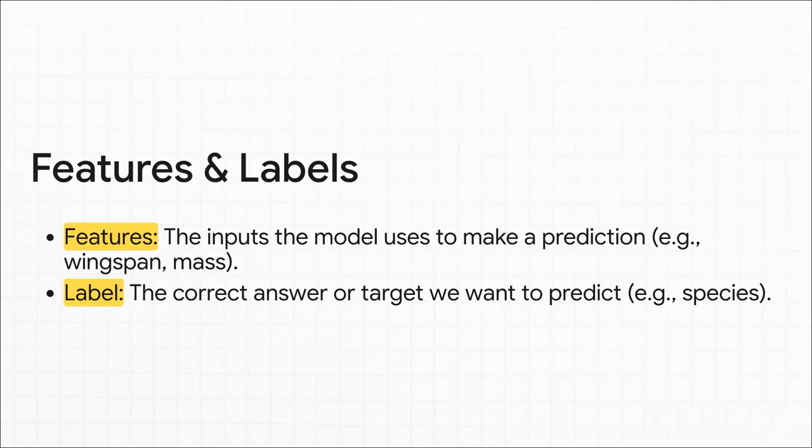All right, let's break this down even further because this part's important. The columns we use to make the prediction, the wingspan and the mass, we call those features. They're the clues. And the column we're trying to guess, the species, that's the label. That's the right answer. So the features are the question, and the label is the answer key.